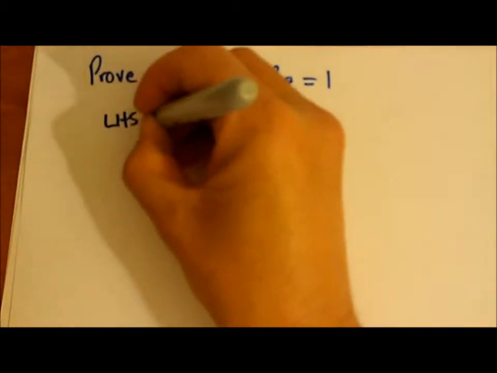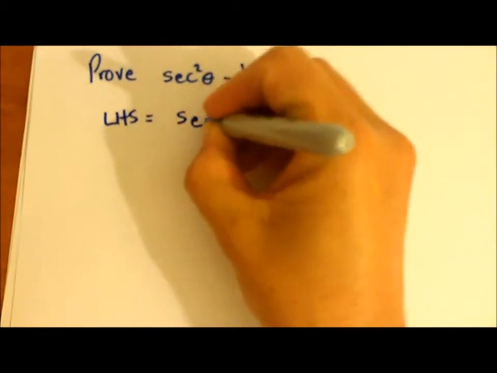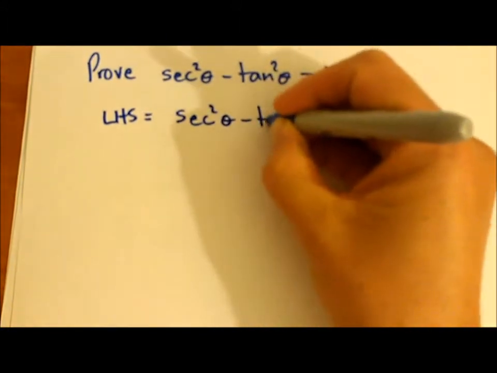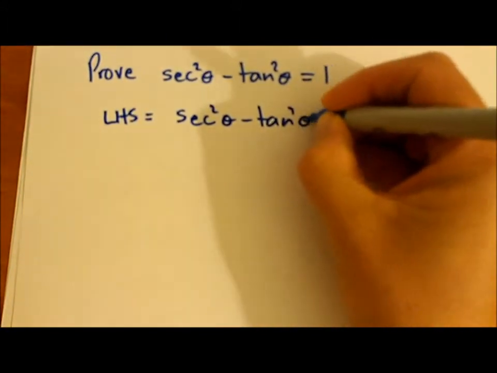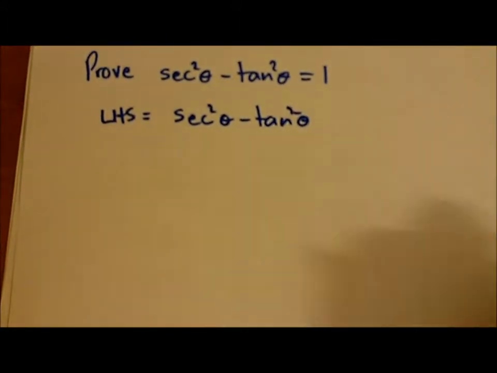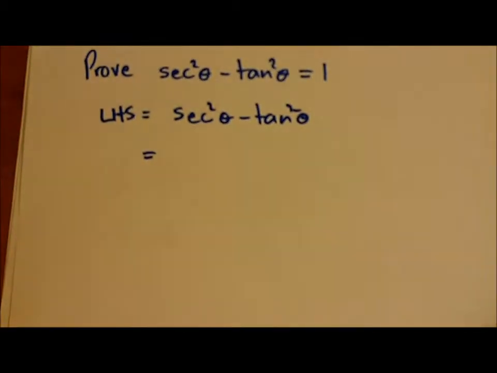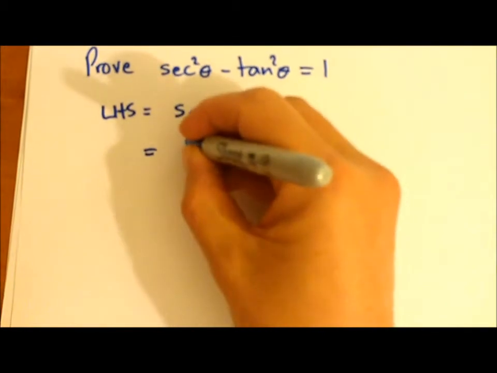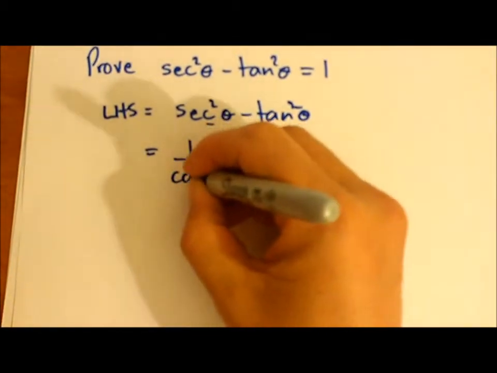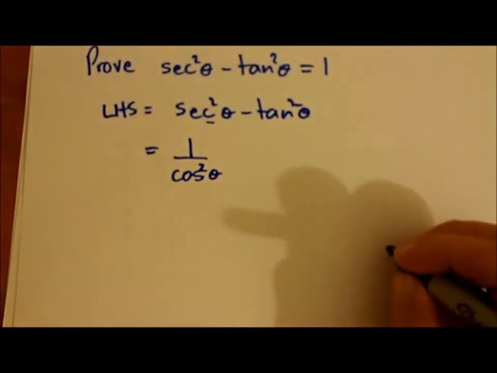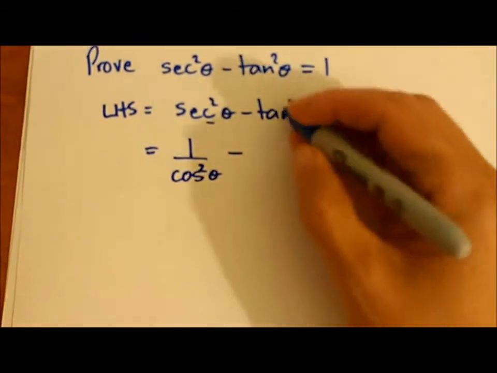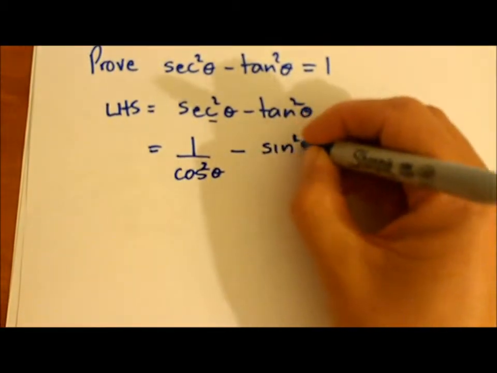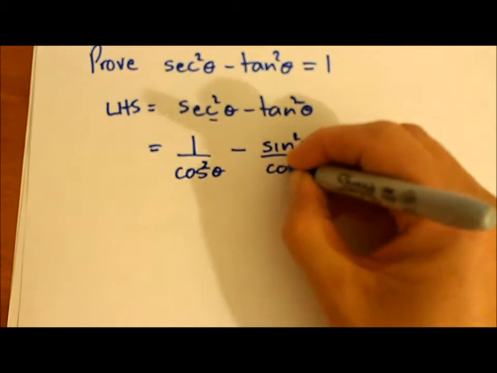I always say, okay, the left hand side is equal to sec squared theta minus tan squared theta, and I only work on one side. And so then I say, okay, I want it in terms of sine and cos. Sec, third letter, C, so it's the reciprocal of cos, so it's 1 over cos squared theta. Tan in terms of sine and cos is sine squared theta on cos squared theta.